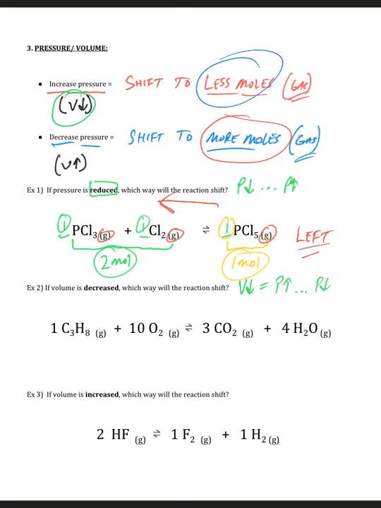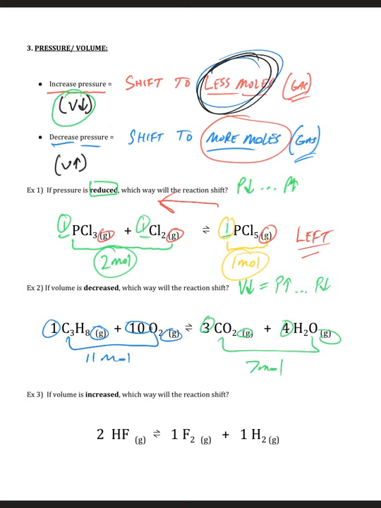So let's count our total moles here. On the left side, there's 1 plus 10, 11 moles of gas, and they are both gases. And on the product side, there is 3 plus 4 moles of gas, which is 7. So we said that since volume goes down and pressure's increased, the reaction is going to shift to the side with less moles. The side with less moles in this reaction would be the right. So this reaction is going to shift right.